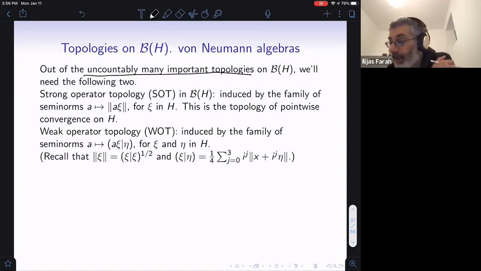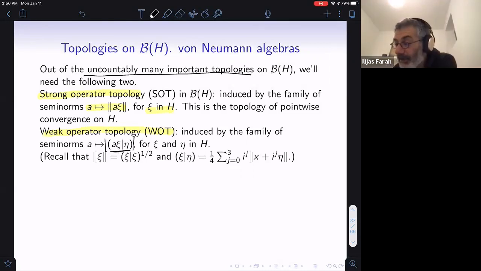I'll need more topologies on other spaces, but on B of H, we just need the strong operator topology, which is easy to describe. It's the topology induced by a family of semi-norms, A goes to the norm of A xi, where xi is, as I said, a vector in this Hilbert space. So it's just the topology of pointwise convergence on H. That's the strong operator topology. And the weak operator topology is induced by another family of semi-norms. Now, what I wrote here is not a semi-norm because I forgot to put the absolute value. Now it's a semi-norm.